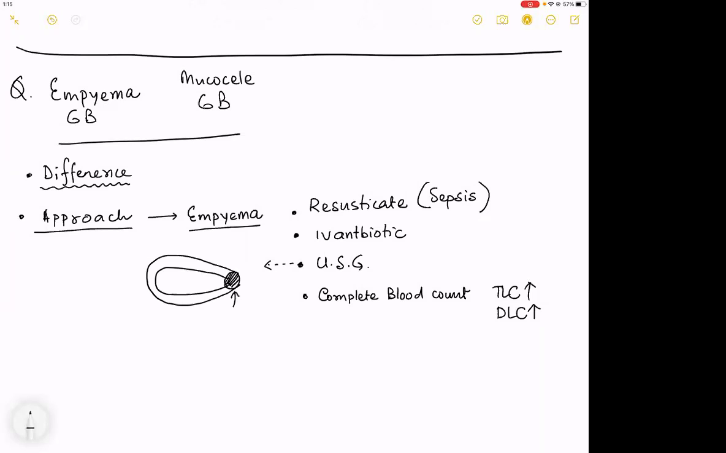Number 1, impacted stone. Number 2, thick wall. And number 3, echogenic debris is equal to pus.